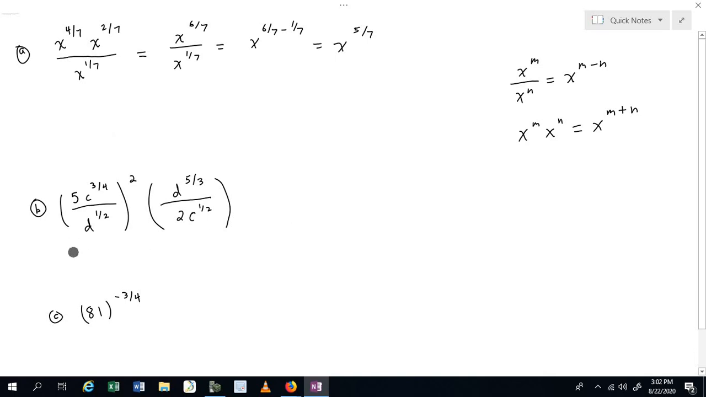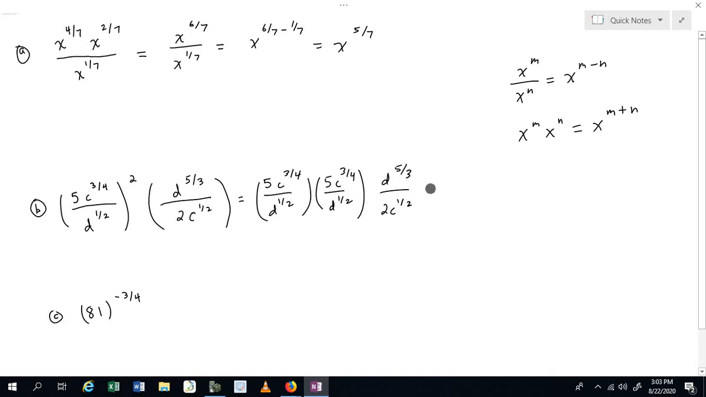Okay. All right, part B. Let's try and simplify this one. Now, I think the first thing we want to do here is we can square this term. Now, when you square that term, you multiply it by itself. Okay, so if you multiply this by itself, you would get this.